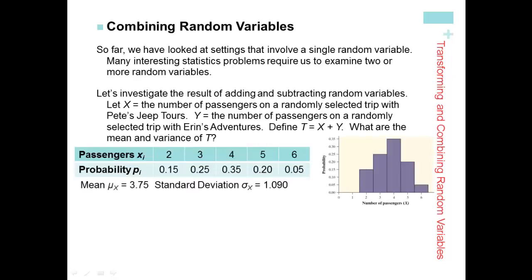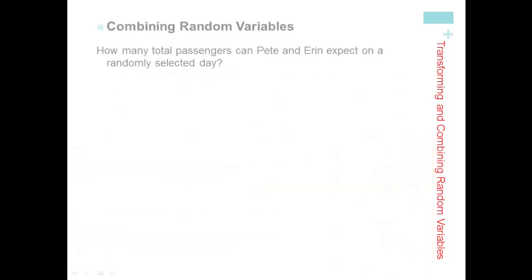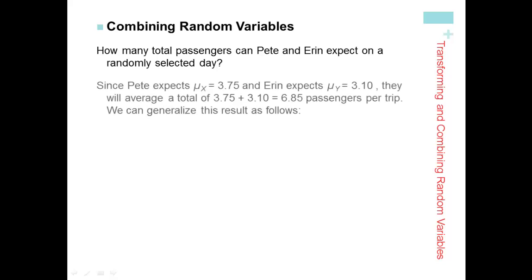Here was the distribution of Pete's Jeep tours from yesterday. And here now is the distribution of his sister Erin and her tours. How many total passengers can Pete and Erin expect on a randomly selected day? Since Pete expects a mean of 3.75 per day and Erin expects a mean of 3.10 per day, they will average a total of 6.85 passengers per trip.